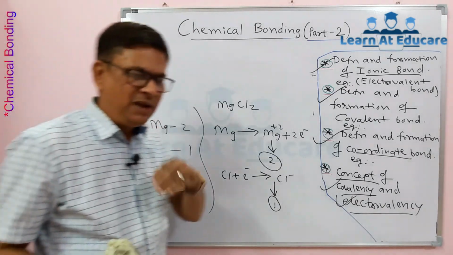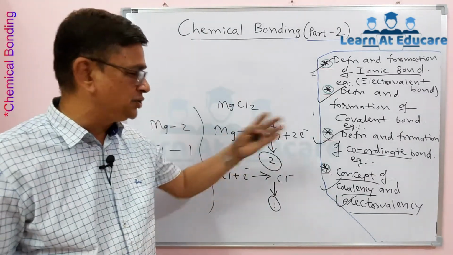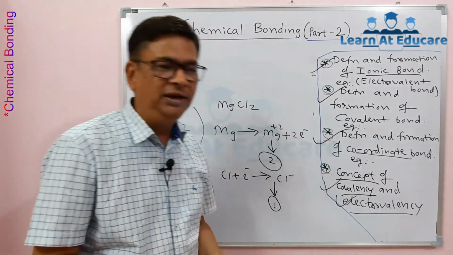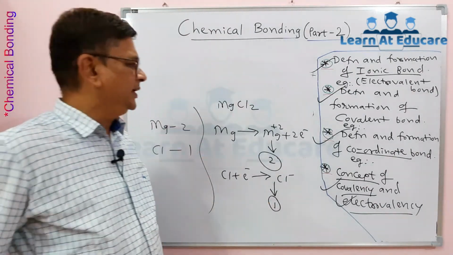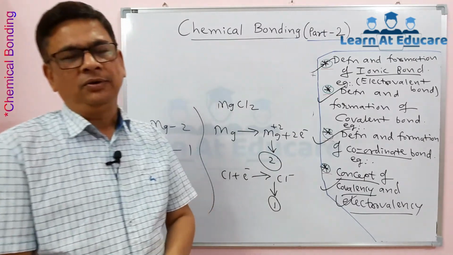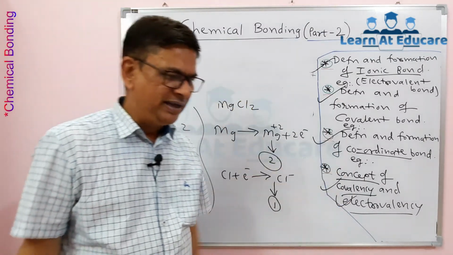So it may be donated or accepted, but how many shows the combining capacity, and that is nothing but electrovalency. So that is the brief idea about the covalent and ionic bond. We will have the details of it in the next part, that is part 3.